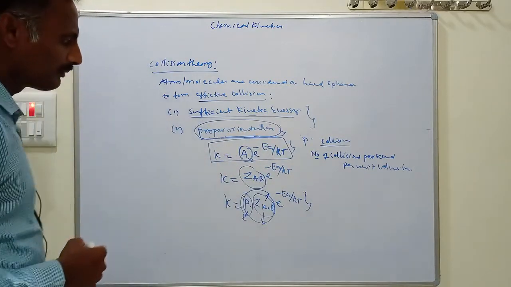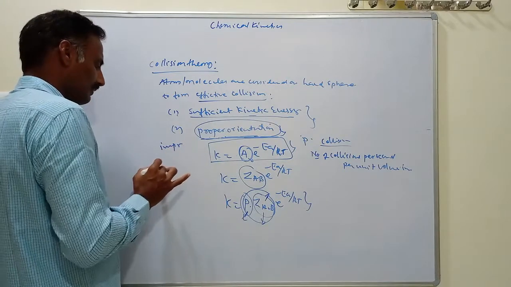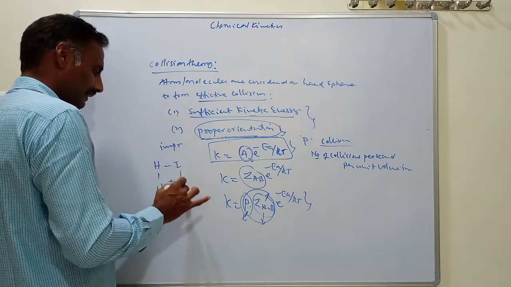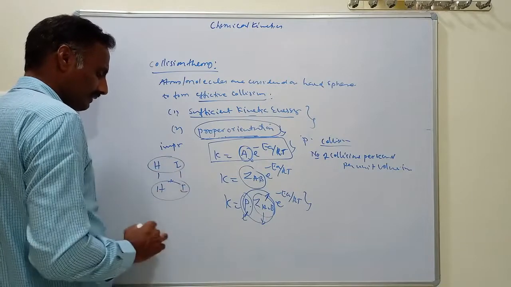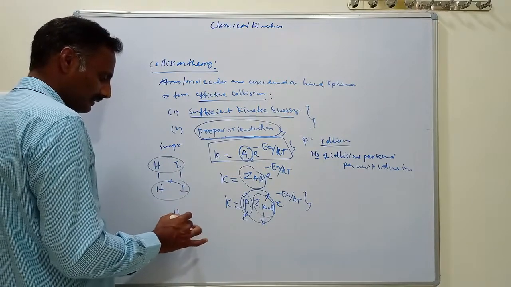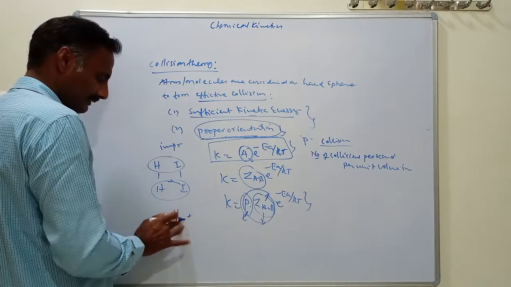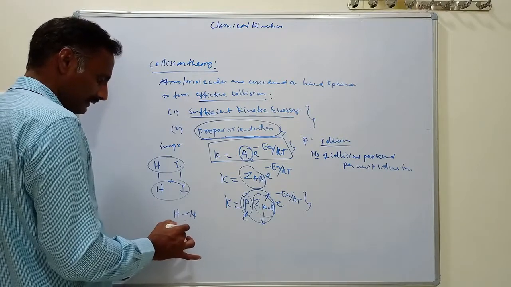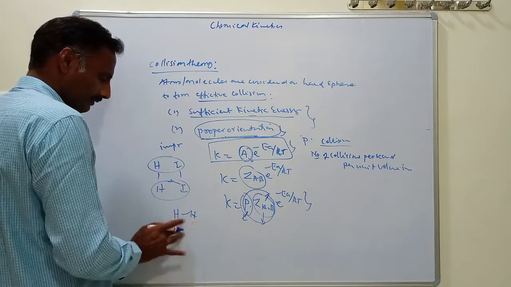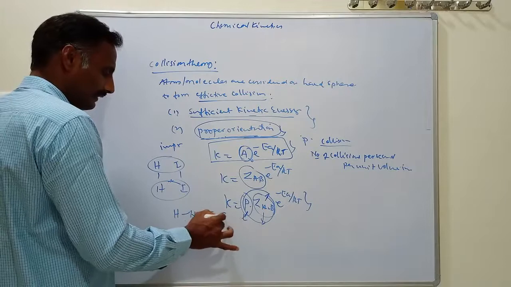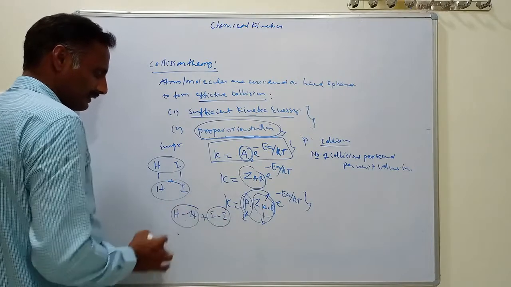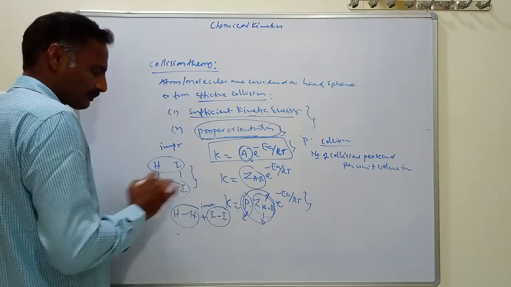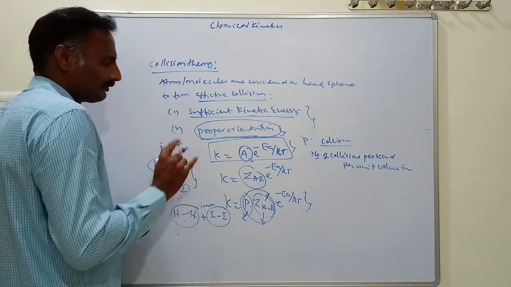If the molecules are oriented in an improper manner, like H2 and I2 approaching in the wrong way, that is called improper orientation, and improper orientation does not give products, but proper orientation of molecules gives HI. That's why, for the formation of products, two factors are important.